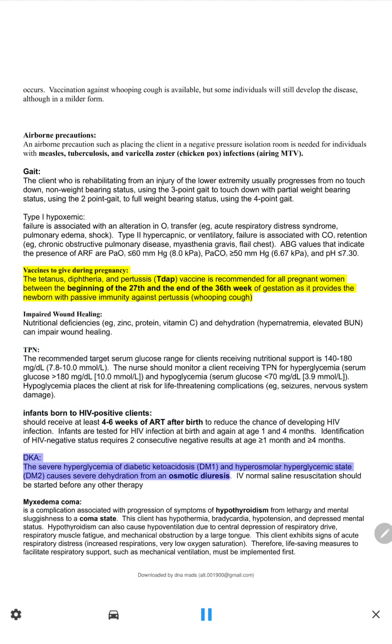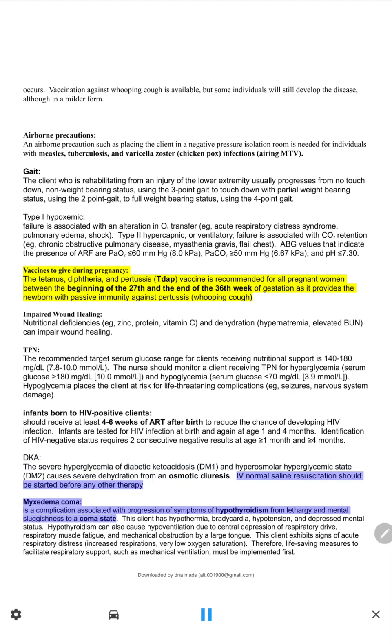DKA. The severe hyperglycemia of diabetic ketoacidosis, DM1, and hyperosmolar hyperglycemic state, DM2, causes severe dehydration from an osmotic diuresis. IV normal saline resuscitation should be started before any other therapy.